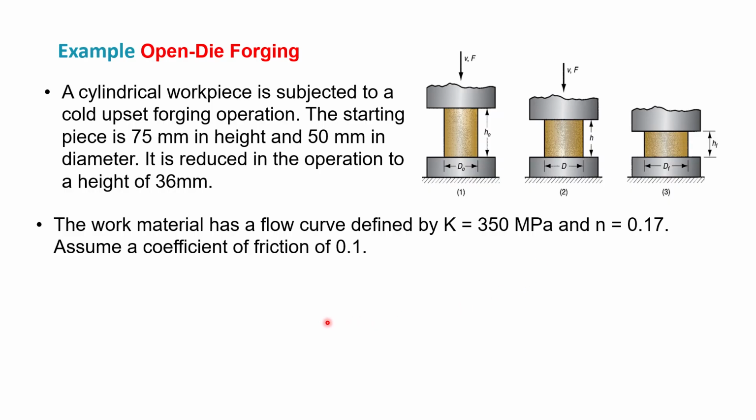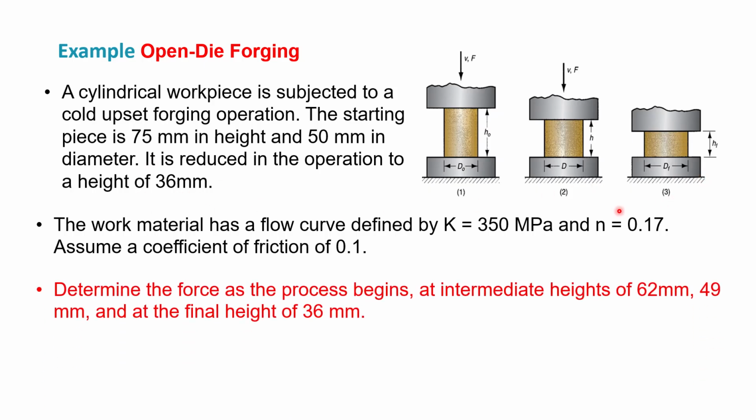So we go back to our example. Once again, we are going to highlight the parameters given to us. First, I know the K, I know the n, I know the mu, I know the initial height, the H0, the D0, the initial diameter, and I know the final diameter in this state, but we have been given another two heights that need to be considered, which are the 62 and the 49.